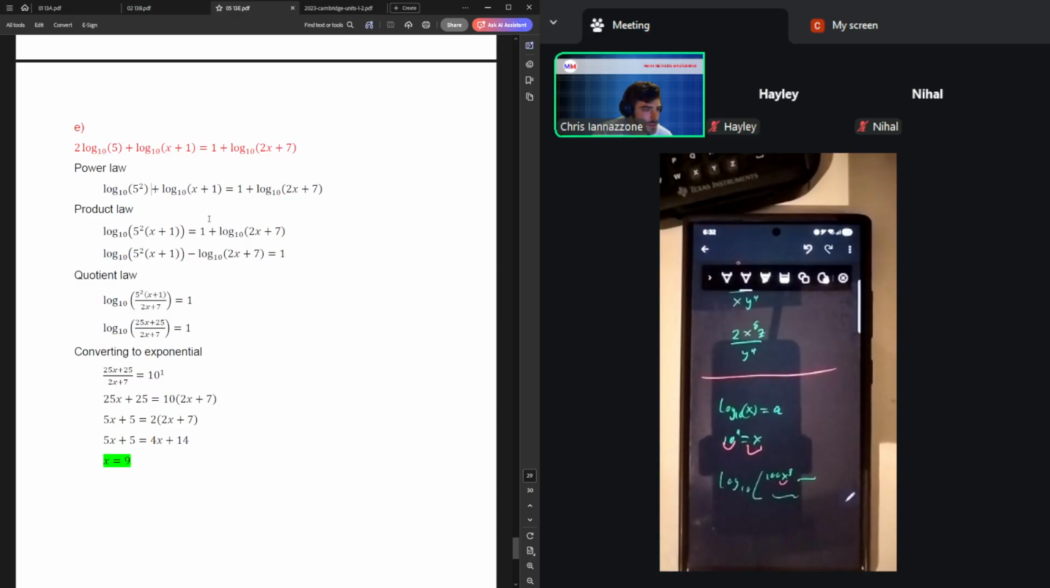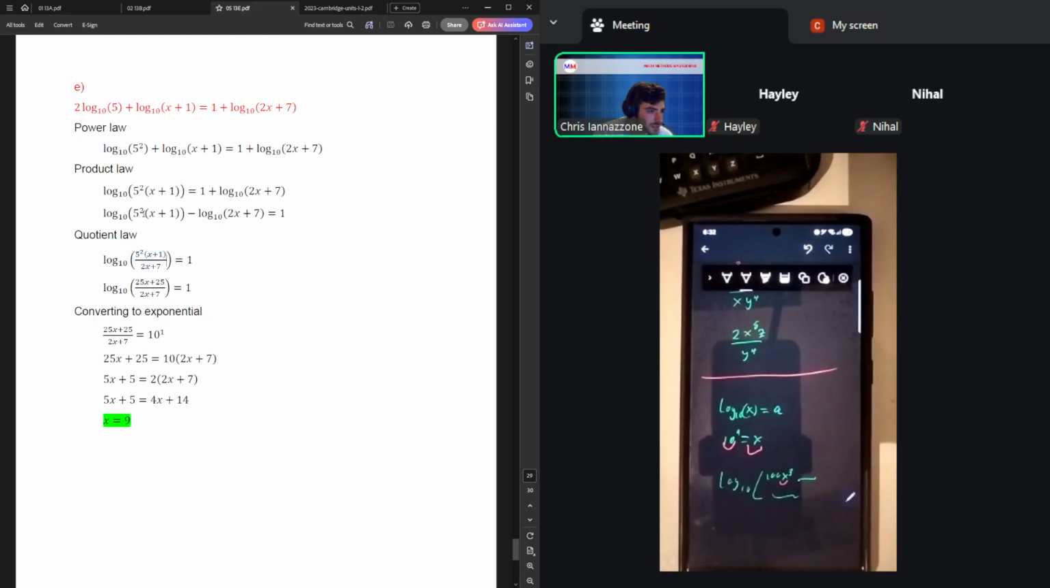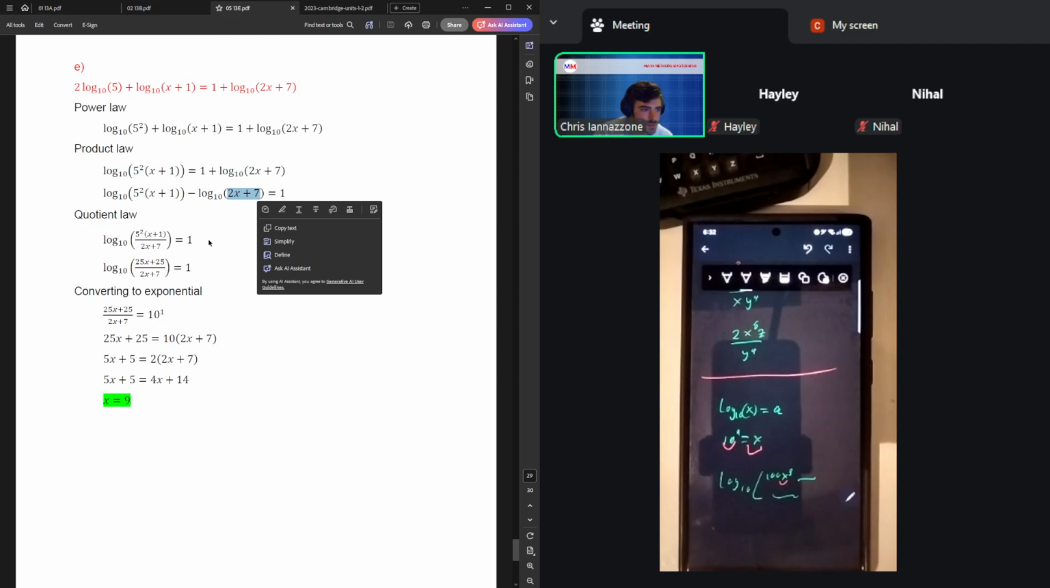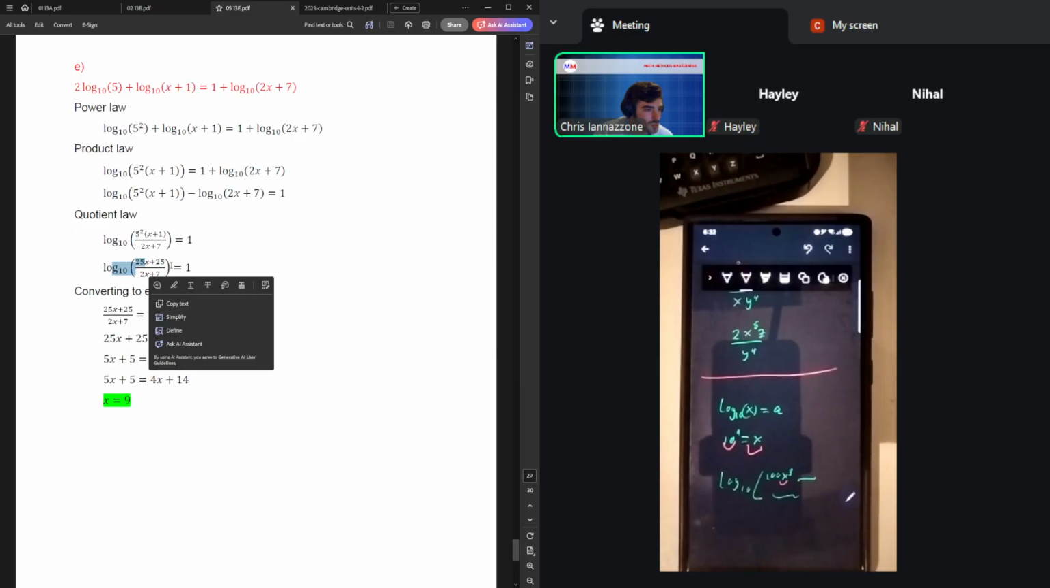From there, what are we going to do? Well, I'm noticing an addition of two logarithms, so we can combine those using the product law: 5 squared times x plus 1. I've also taken it a step further to subtract this one over. Because it's a subtraction, quotient law: this thing divided by this thing. All said and done, we now have logarithm equals constant.